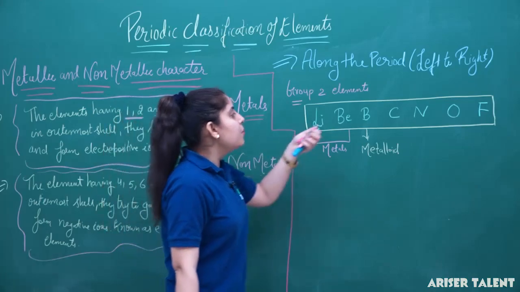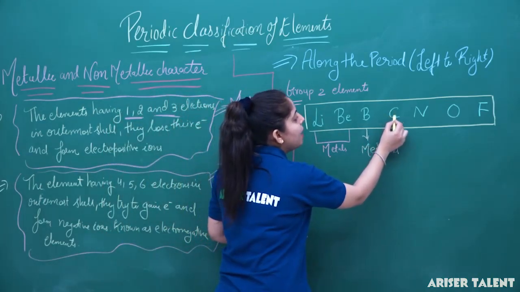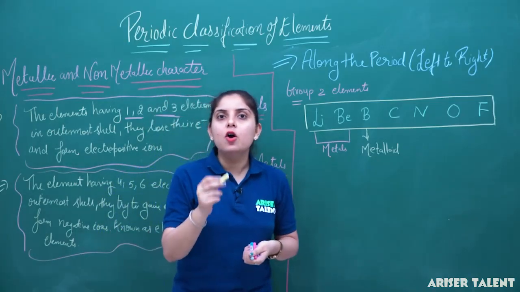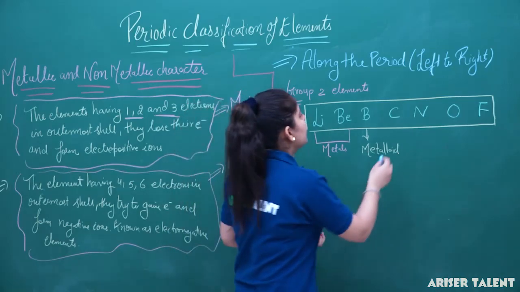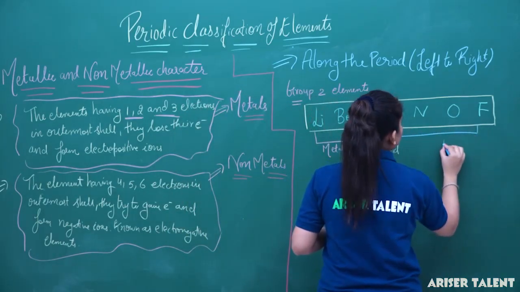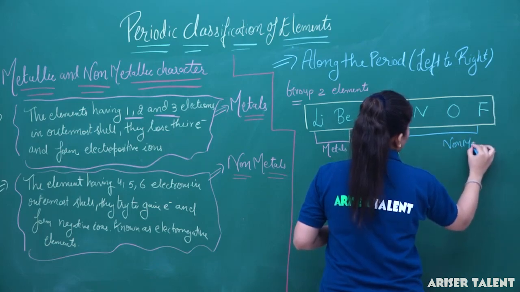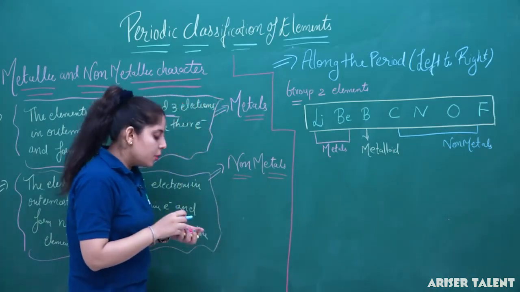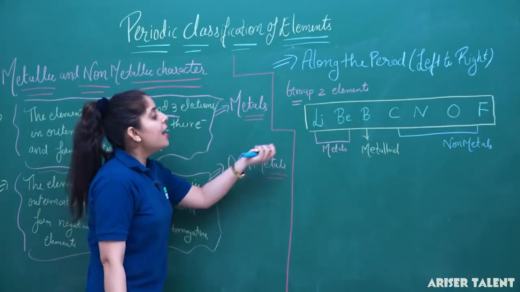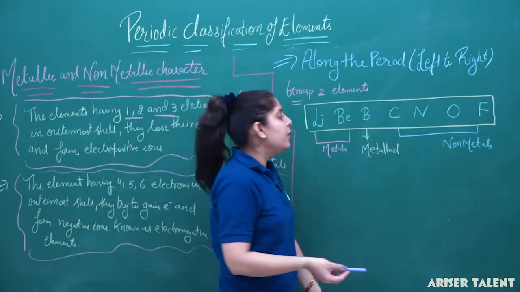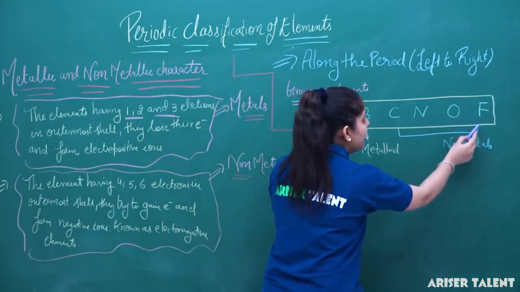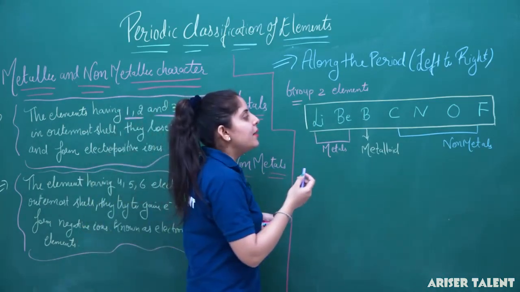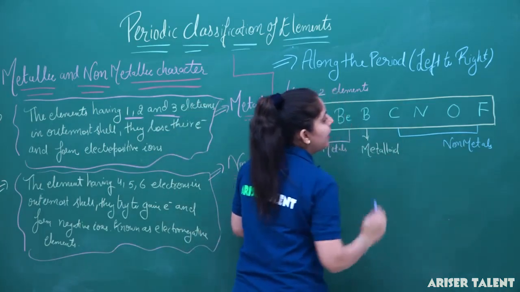Now, let's further move to the next elements. Carbon, nitrogen, oxygen and fluorine. These all are gases and gases are counted in the category of non-metals only. So, these all are non-metals. Now, we can easily observe from the group 2 elements, as we are moving from left to right in the periodic table, here are metals, here are non-metals. So, what is going to increase tremendously? The non-metallic character is going to increase tremendously if we are going from left to right in the periodic table.